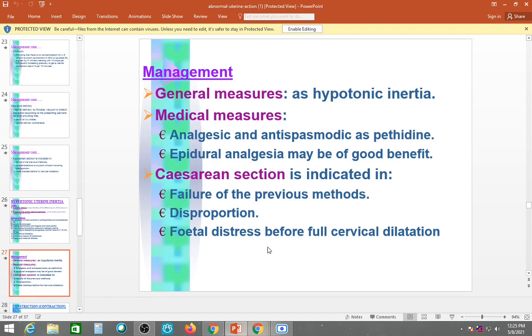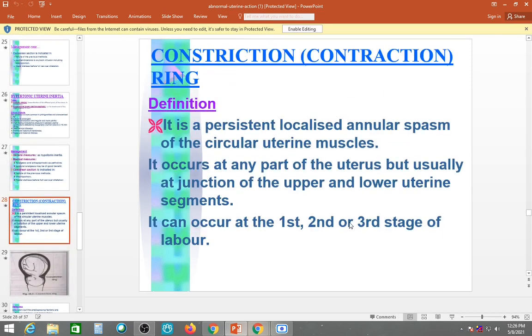Then when proportions are assessed, if there is CPD, meaning the pelvis is not appropriate or maybe big babies, then they will do CS. Then fetal distress before cervical dilatation. These are the things they have to do for uterine contraction when there is hypertonic uterine inertia. Okay, next one is constriction.